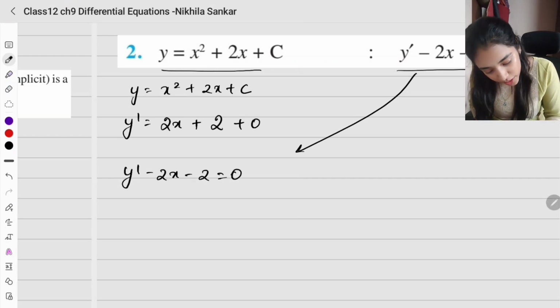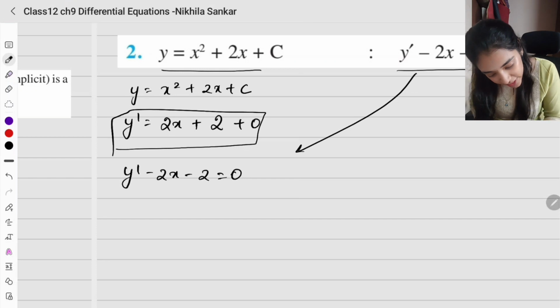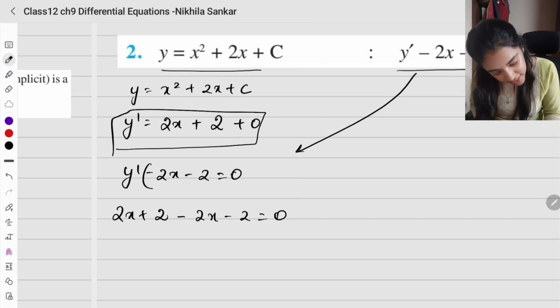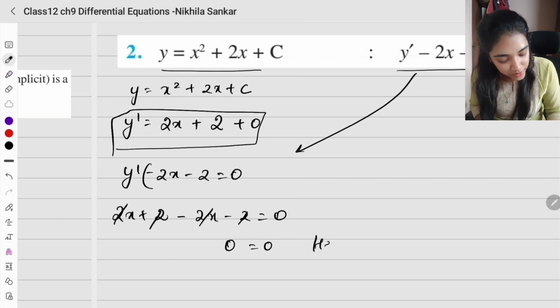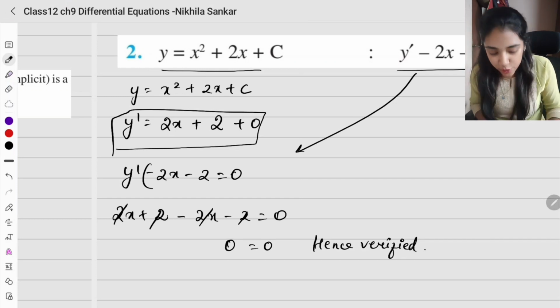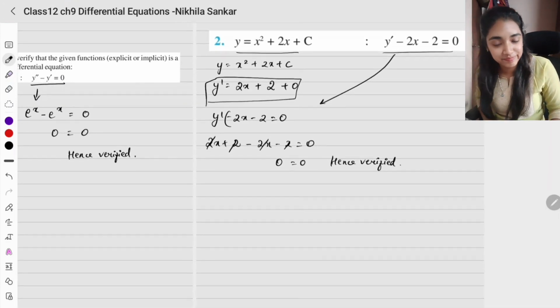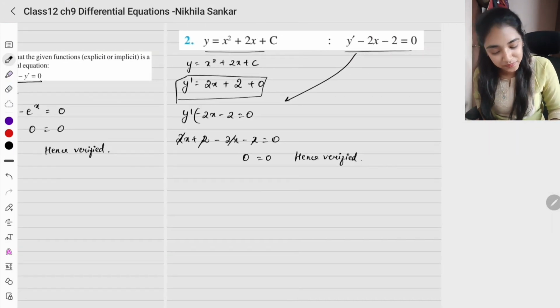So when I substitute what I got here, what did I get? Y dash is equal to 2x plus 2. And what do I have here? Minus 2x minus 2 equals 0. 2x, 2x போயிடும். 2 minus 2 போயிடும். So I have 0 equals 0. Hence verified. Okay, it is very simple. You just have to apply some brain. Okay, please copy.